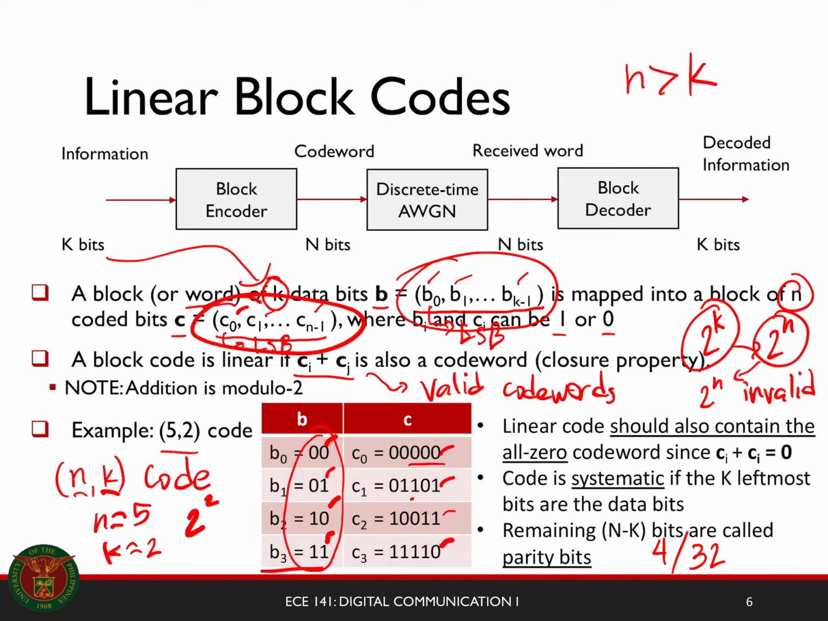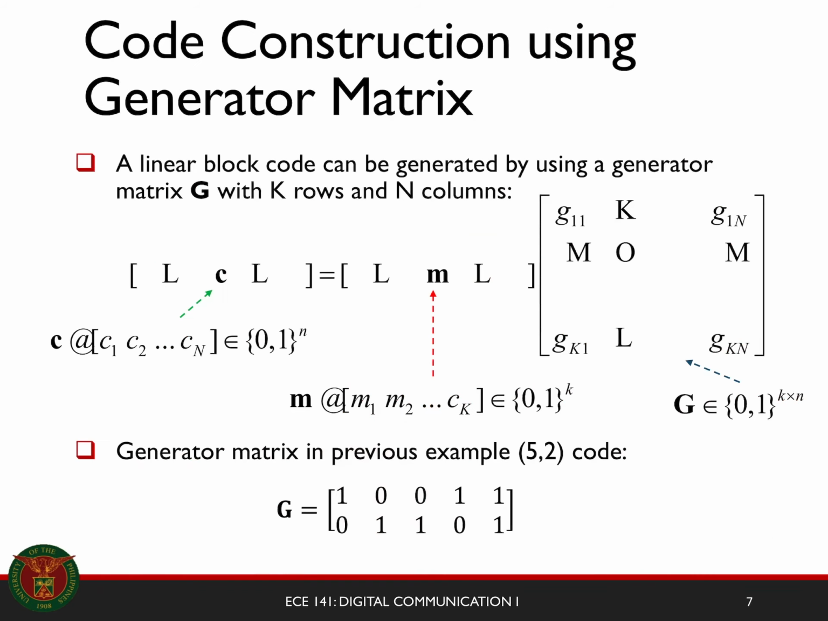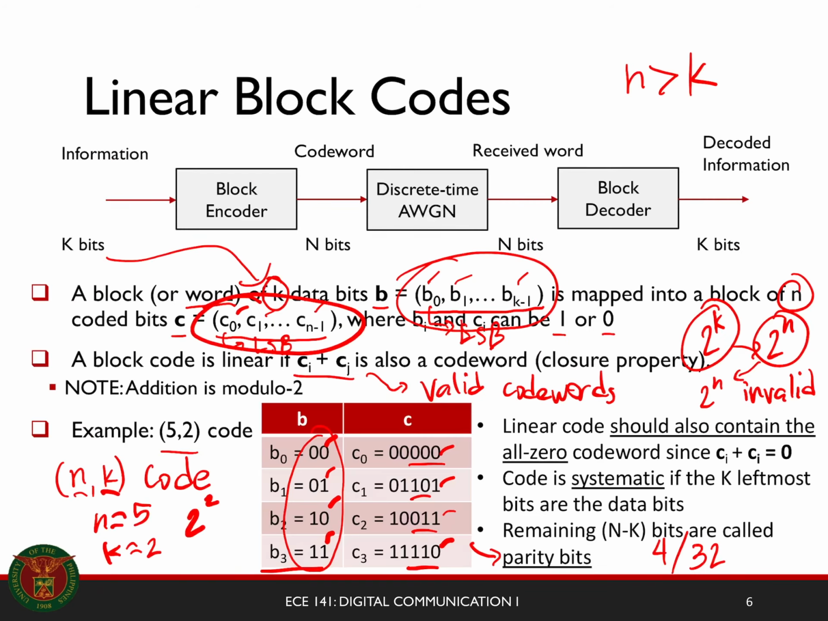The added 3 bits are called parity bits. Okay, so more definitions. As we said, if we add two elements from your valid code words, it should result in a valid code word. If we add C1 and C2, and when we say we are adding code words, this is a modulo 2 addition from your definition of finite fields.